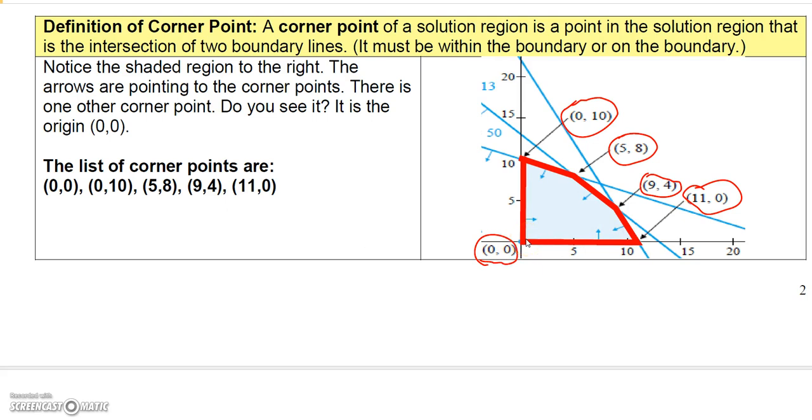Now there are several points that are also intersections of lines, but since they're not in the region, they're not corner points. Like right here is where that line intersects the y-axis, but that's not a corner point because it's not in the region. Here's another one here. That's not a corner point because it's not in the region. And here's one right here. This point is not a corner point because it's not in the region. When I say in the region, I also include on the boundary. So the 5 corner points are just those 5 corner points that I circled for you there.